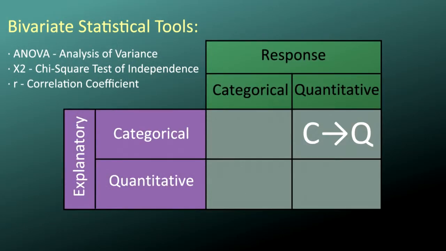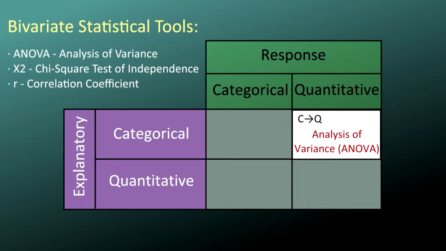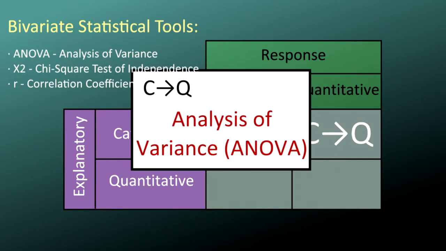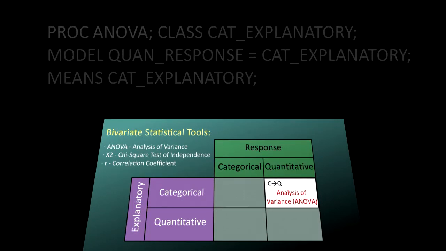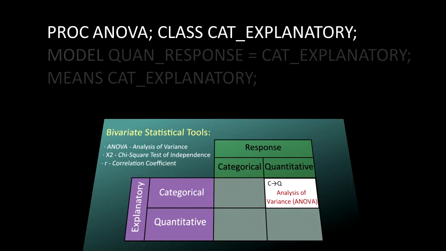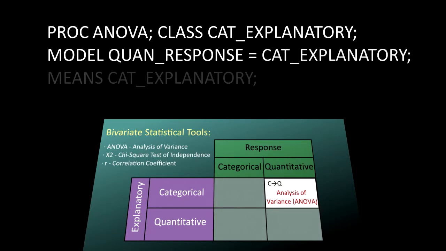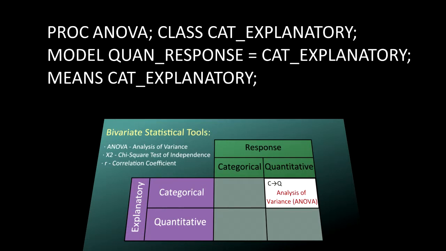Since we have a categorical explanatory variable, diet plan A or B, and a quantitative response variable, that is, weight loss, we will of course need to use analysis of variance to evaluate the association. This model SAS syntax should look familiar to you. Following proc Anova, in our class statement, we'll include our categorical explanatory variable, and in our model statement, we'll include the quantitative response variable equal to the categorical explanatory variable. Finally, our categorical explanatory variable will be included in our mean statement.